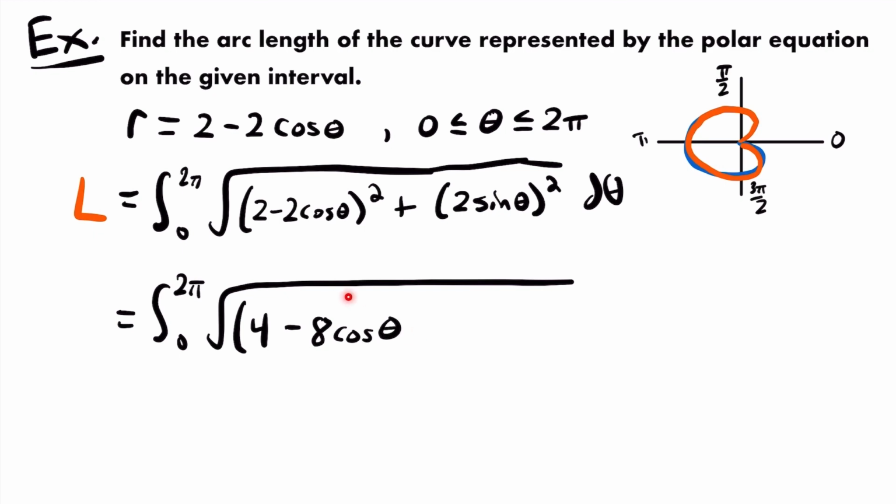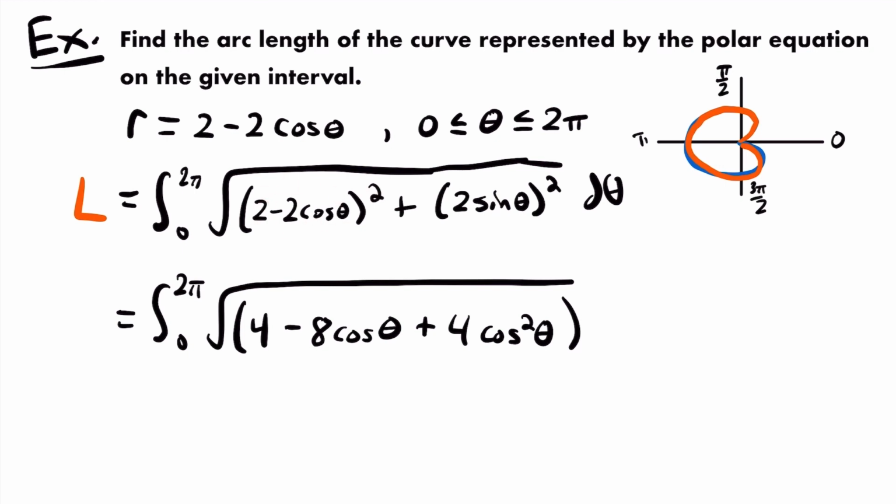Okay, and then we'll add that to the last term squared, and negative 2 times cosine theta squared will be positive 4 times cosine squared theta, right? Negative 2 squared is positive 4, and cosine theta squared is cosine squared theta. So we'll have plus 4 times cosine squared theta, and those are all the terms that result from squaring this quantity.